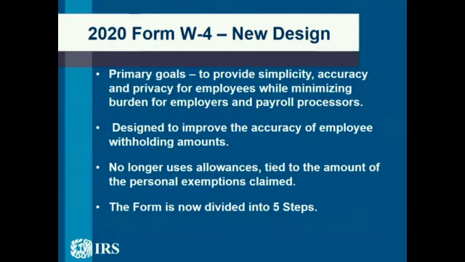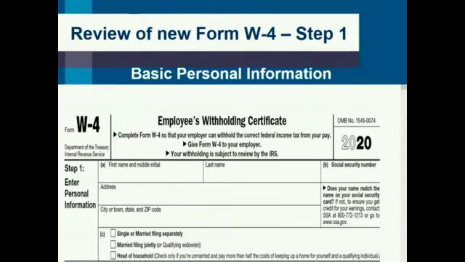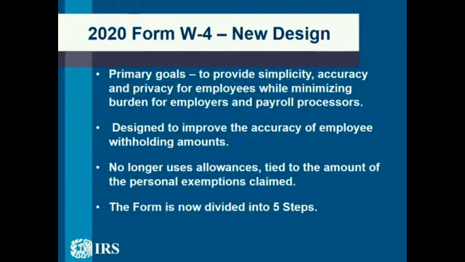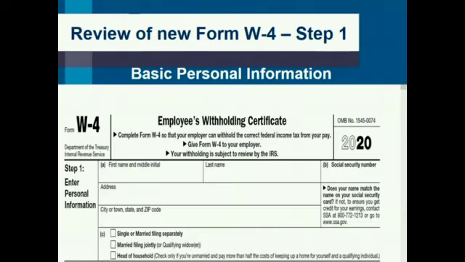Let's start at the top with Step 1. Step 1 is for employees to enter their basic personal information such as name, address, Social Security number, and expected filing status. Everyone completes Step 1. One difference from prior forms is the expected filing status. The new form changes single to single or married filing separately and includes head of household. The form no longer has married but withhold at higher single rate. We'll talk about that later.